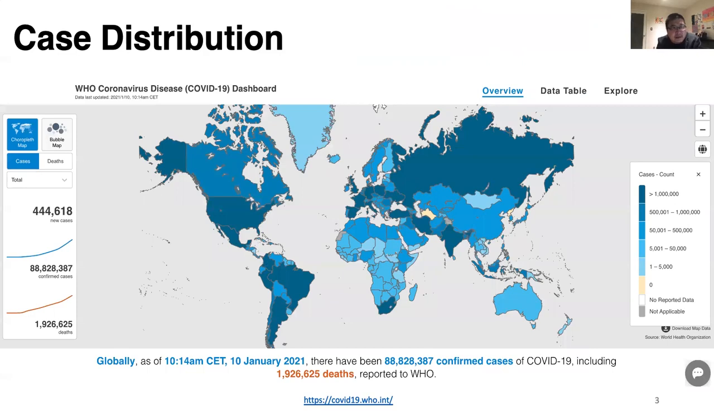This is a graphic showing the distribution of the cases all over the world so far. From the figure, we can see countries like the US, some countries in South America and Europe, and also Africa and Asia. According to the darkness of the color, they all have a large number of confirmed cases. The darkest color indicates that the region has more than 1 million confirmed cases.